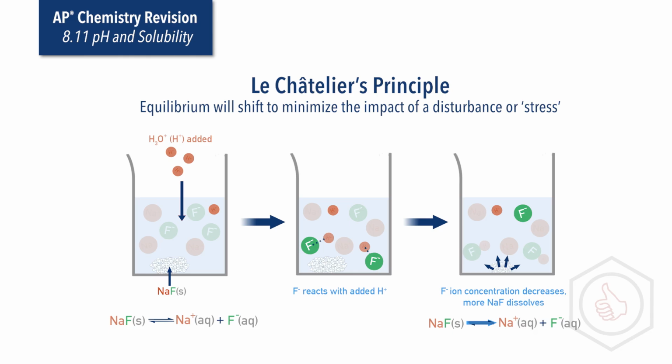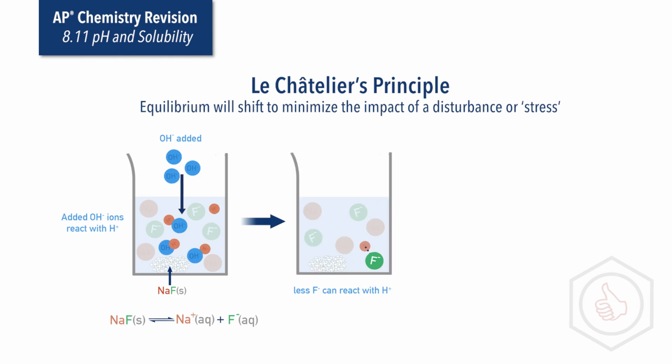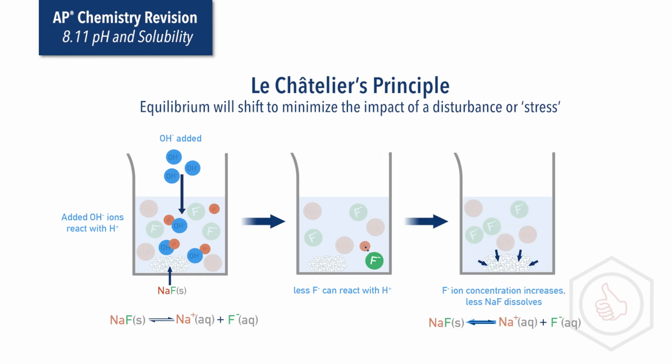Equally, if more base was added, so raising the pH by adding hydroxide ions, now the opposite is true. H3O+ ions in the solution will react with the added hydroxide ions, therefore shifting the equilibrium position for the dissolving of NaF to the left. Less NaF dissolves, meaning the solubility decreases in basic conditions.